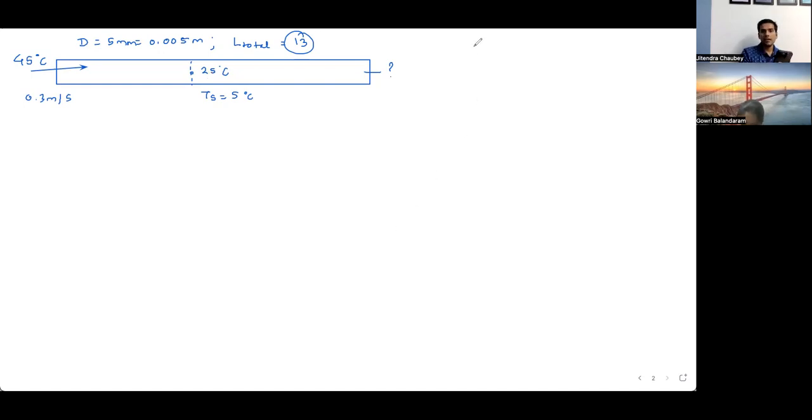We have got K, conductivity value 0.623. We've got kinematic viscosity 0.724 times 10 raised to minus 6.